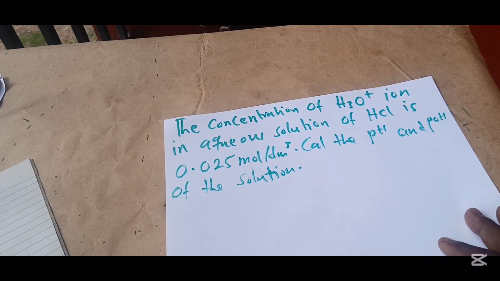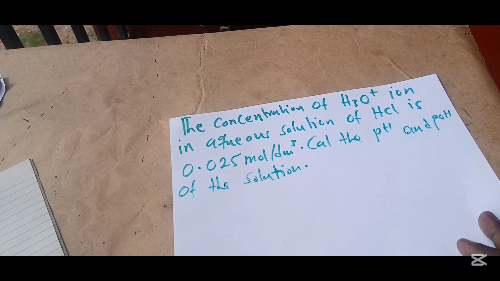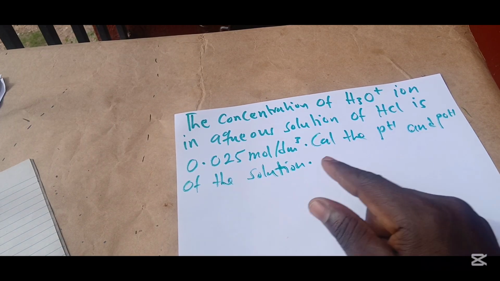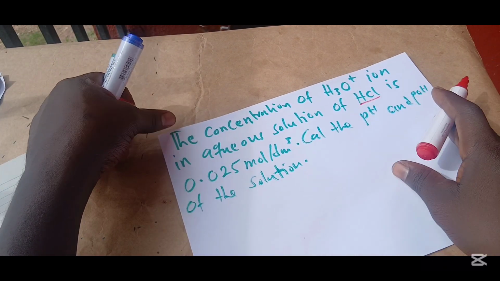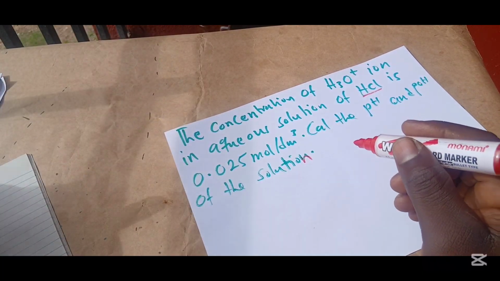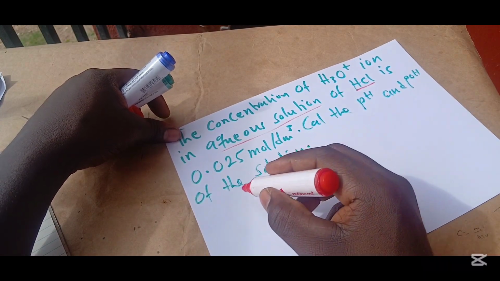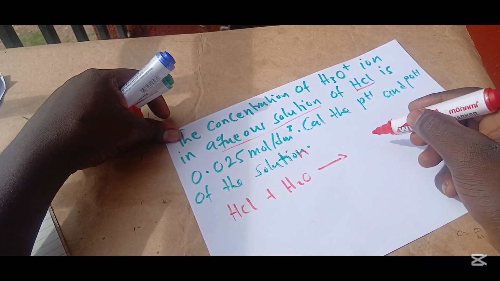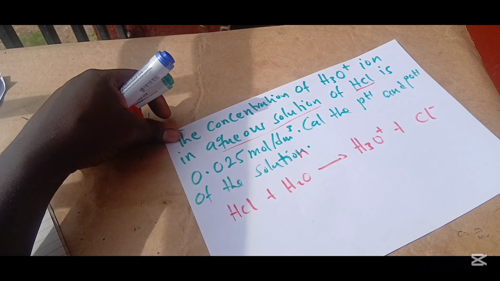The concentration of H3O plus ion in an aqueous solution of HCl is 0.025 mole per dm cube. Calculate the pH and pOH of the solution. In this case, we've been given the acid, right? Anytime the acid is given, it is important to write a balanced equation for that acid. In aqueous solution, HCl plus water will give us the H3O plus ion plus the Cl minus ion.